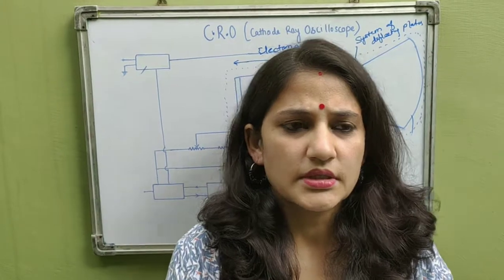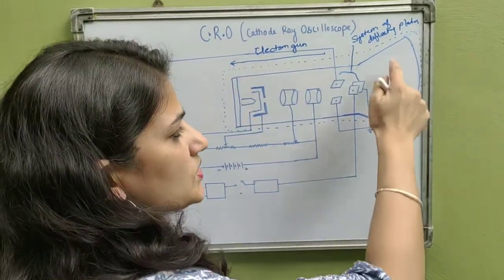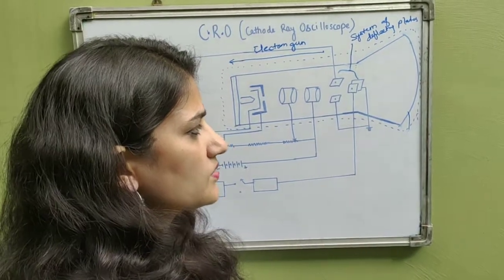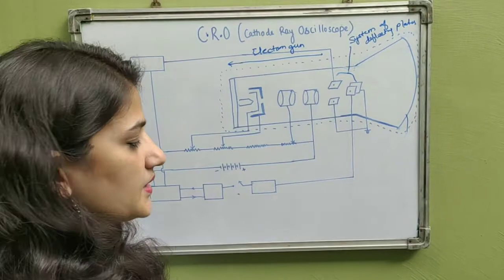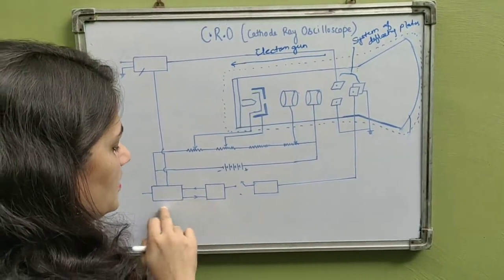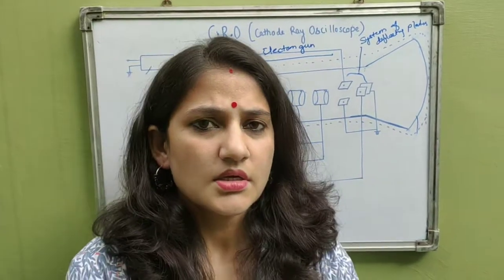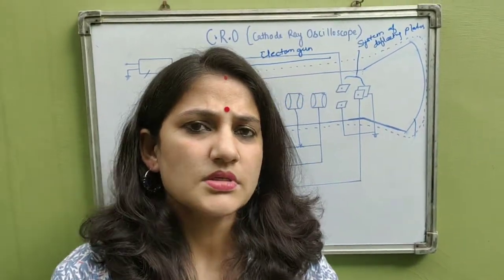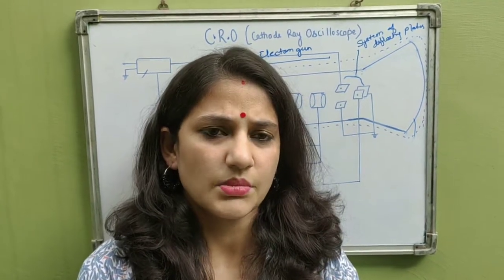So the CRO consists of three main components. First is the CRT, which is called the heart of an oscilloscope, second is the amplifiers, and third is the sweep waveform generator. These three parts are the main basic parts of the CRO. I will explain all these three in detail one by one.